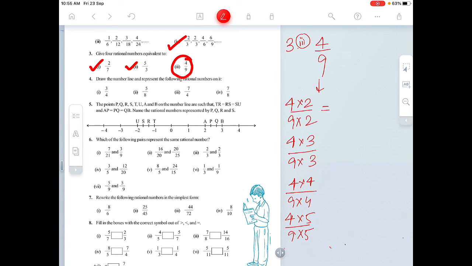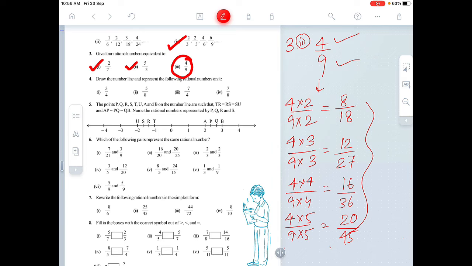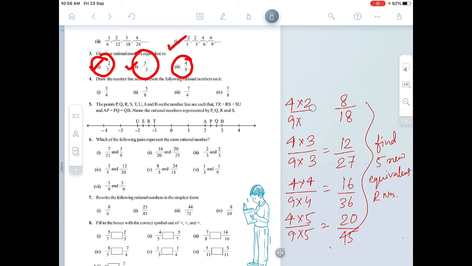Why am I doing so? Both the numerators and the denominators can be multiplied or can be divided by the same number, so that we will get the equivalent fraction as well as the rational number. So it is coming as 8 by 18, 12 by 27, 16 by 36, 20 by 45. Okay. So your homework is you will find 5 new equivalent rational numbers. Okay. For this, and these two will be your homework. Just multiply the numerator and the denominator, both of them by the same number, okay, and you will get the equivalent rational numbers.